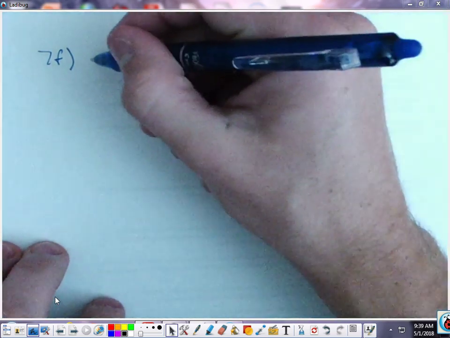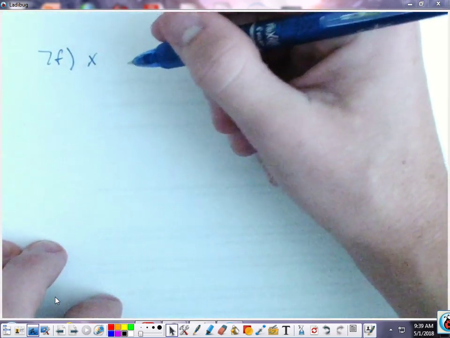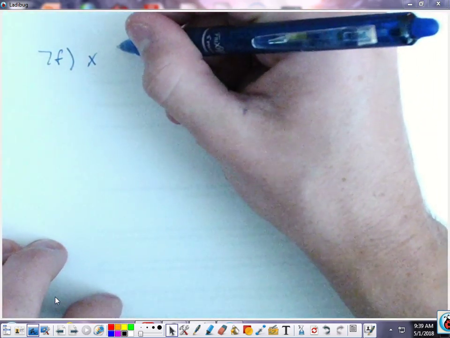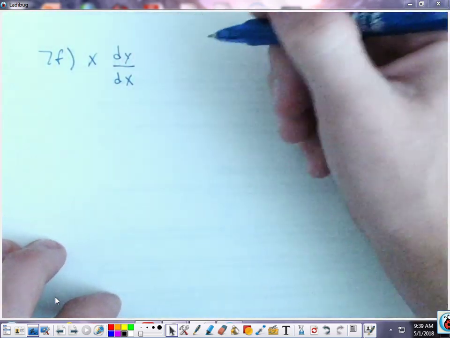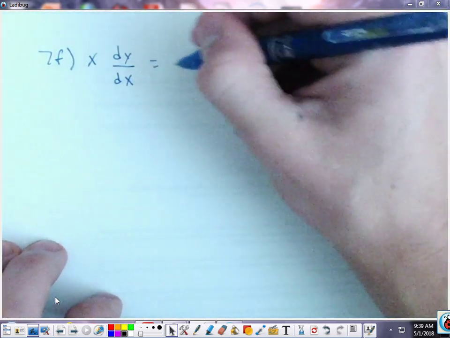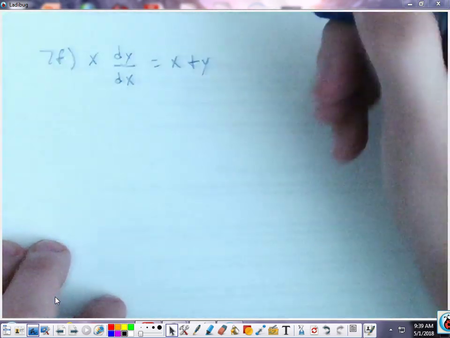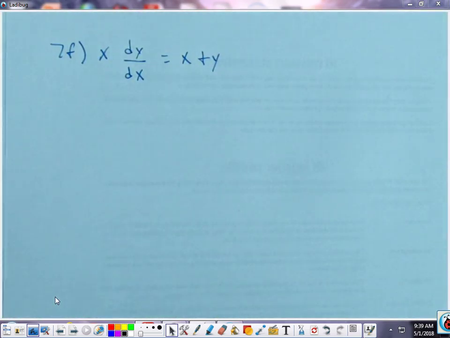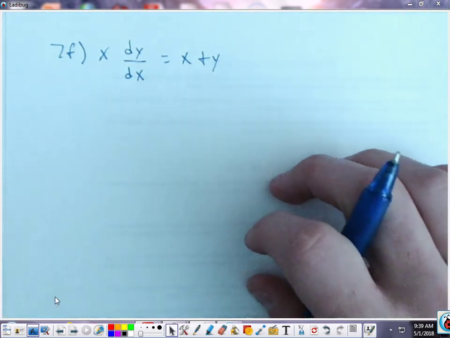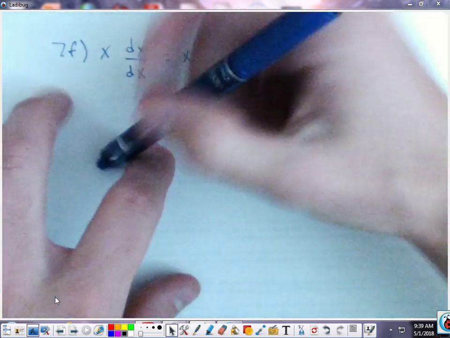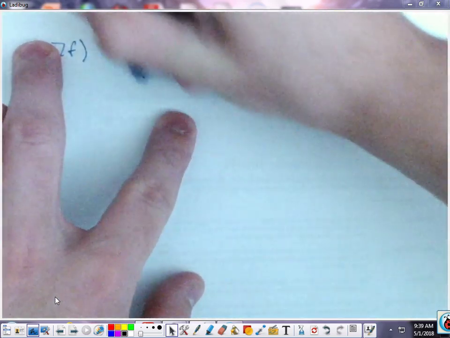Alright, so 7F is x dy/dx equals x plus y. What you need to do here is get everything onto one side. I don't think that's 7F. That's 17F. I was about to say I don't really recognize this.